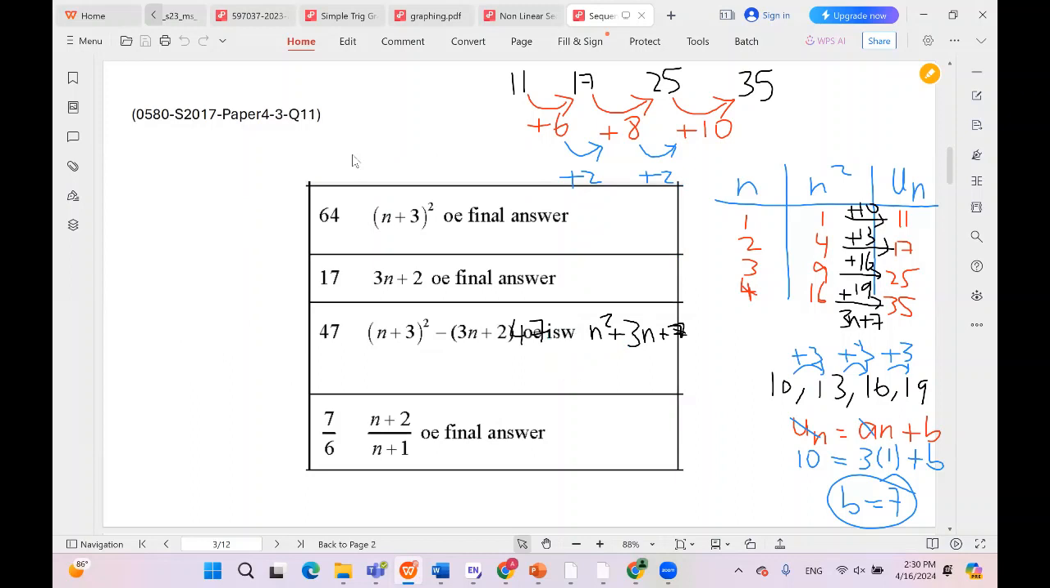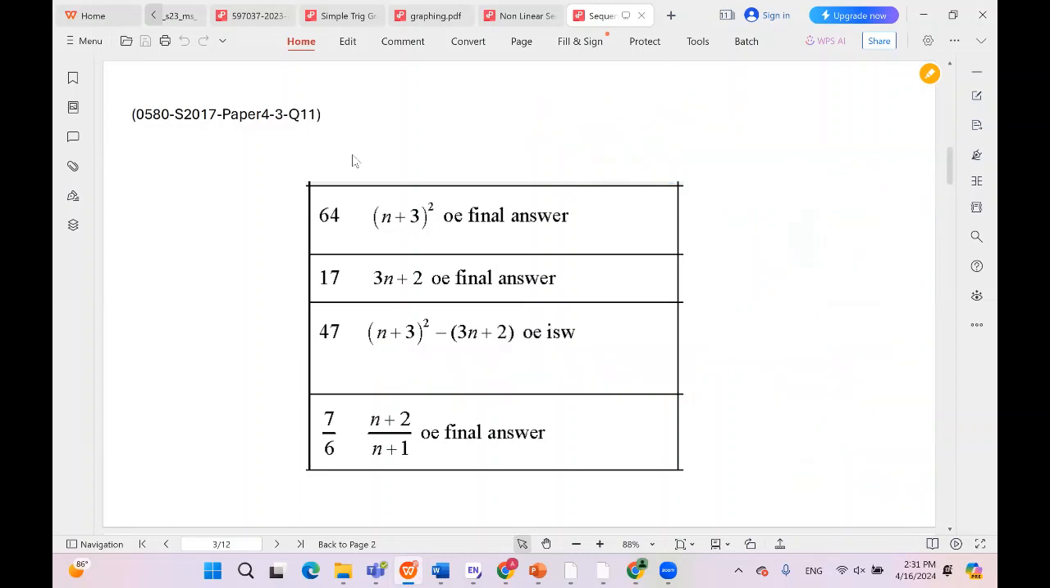So we have 47, which is the correct answer to the fifth term, and we have a different expression for the sequence. However, these two expressions are equivalent. So if you attempt to simplify their expression, you get n squared plus 6n plus 9 minus 3n minus 2, which is the same as n squared plus 3n plus 7. So our two answers are both correct. Maybe they just did it in a different way, and therefore they got the expression that they got. However, both answers are correct.